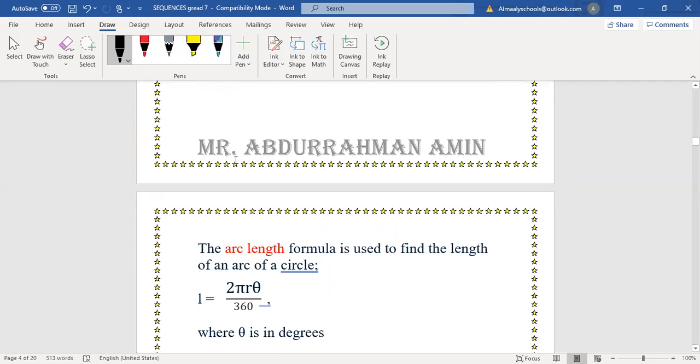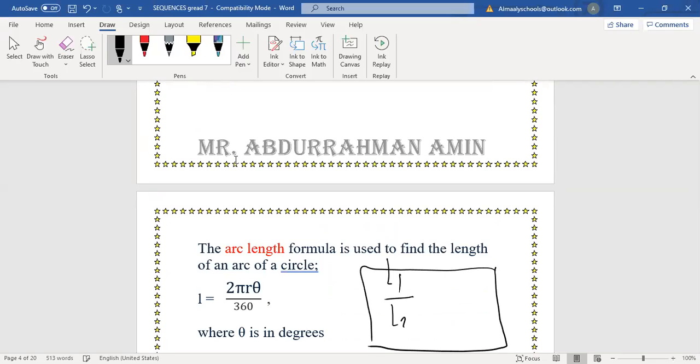First, length over length equal measure over measure. Repeat after me. Length over length equal measure over measure. So what is the meaning of length over length equal measure over measure? We will understand now. But repeat it for the last time. Length over length equal measure over measure.